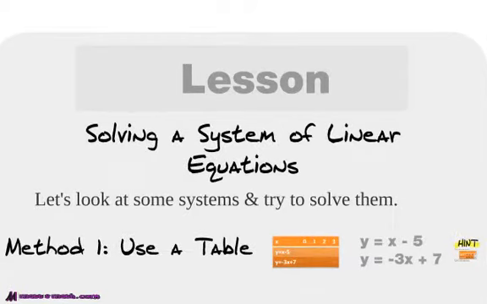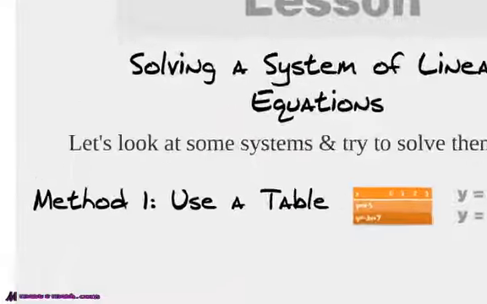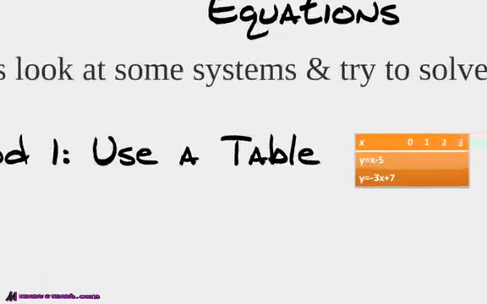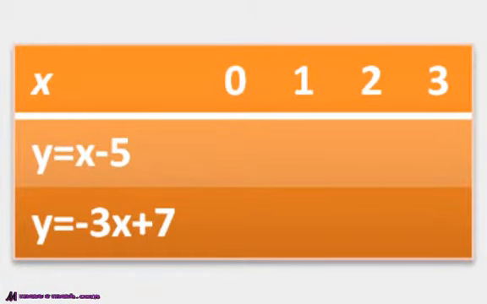All right, solving a system of linear equations. Now, there's quite a few different methods to do this. Let's look at some systems and solve them. Well, first method, as we just did, was using a table. No big deal, right? You got these two equations, x minus 5, negative 3x plus 7.